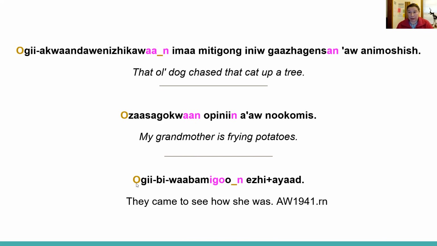And here we're looking at a conjugation that's going the other way. So the obviate or fourth person is acting on the third. Ojibwe wabamegun eje ayad. And again, there we see that the plural here is left blank. Igun becomes lengthened.